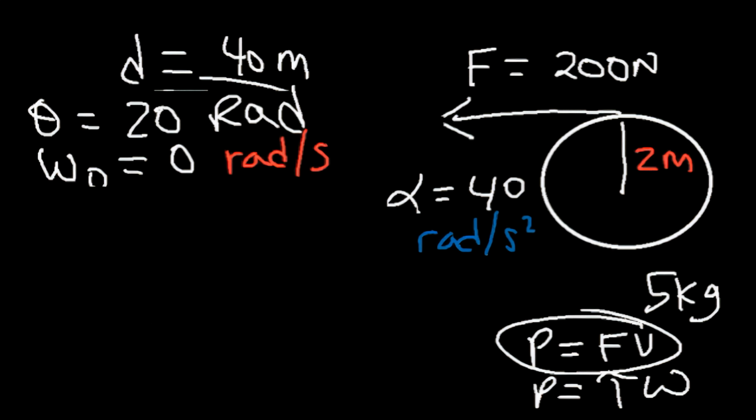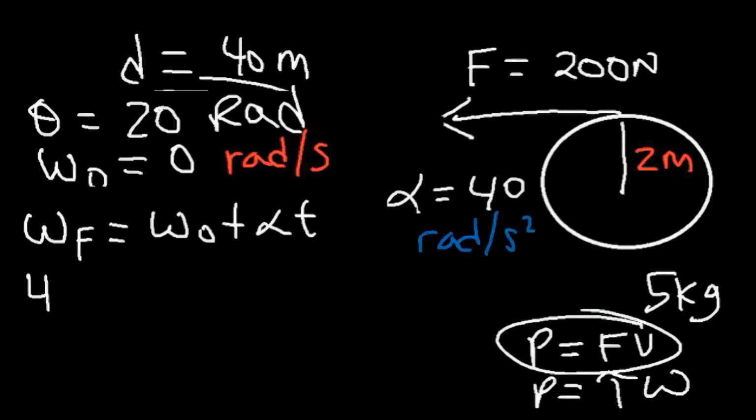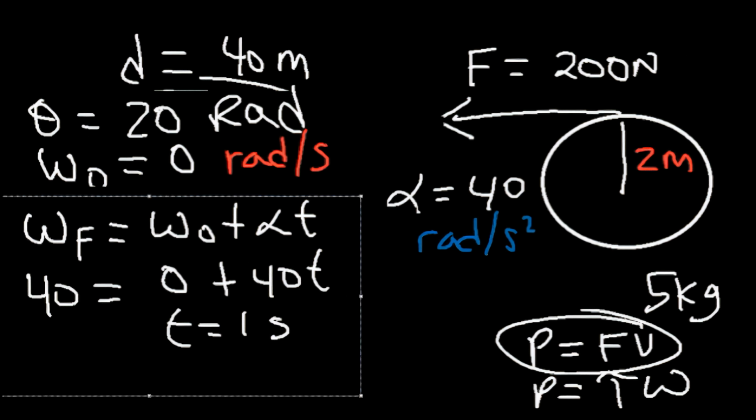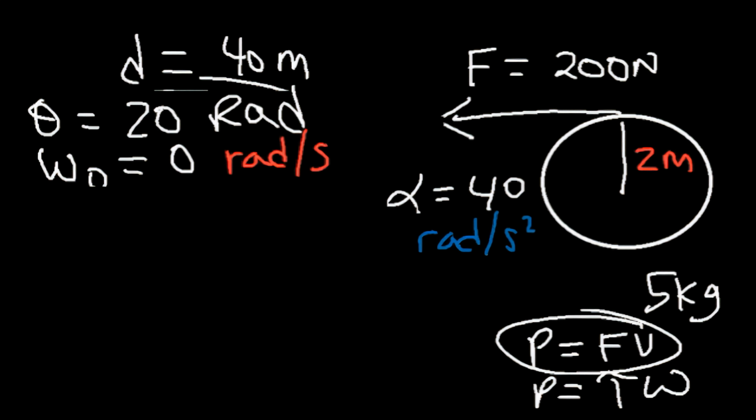Now, how long did it take for the wheel to accelerate from 0 to 40 radians per second? What is the time that it took to get there? Using this equation, you can calculate the time. The final angular speed is 40, initial is 0, alpha is 40. So if you solve for t, it took 1 second for the wheel to go from 0 to 40 radians per second. Now that we know the time it took to get there, we can calculate the energy transferred from the force to the wheel.